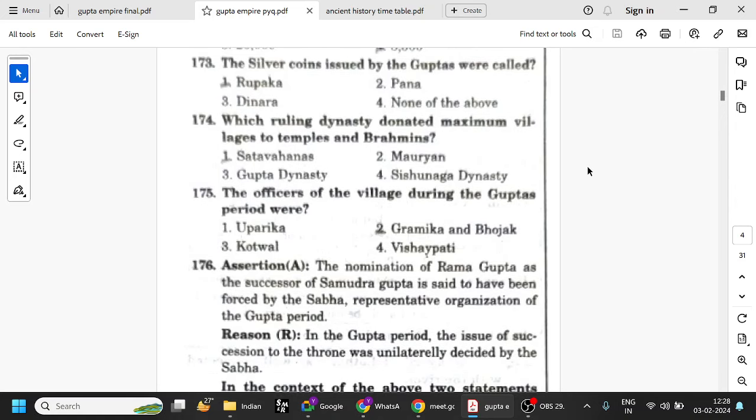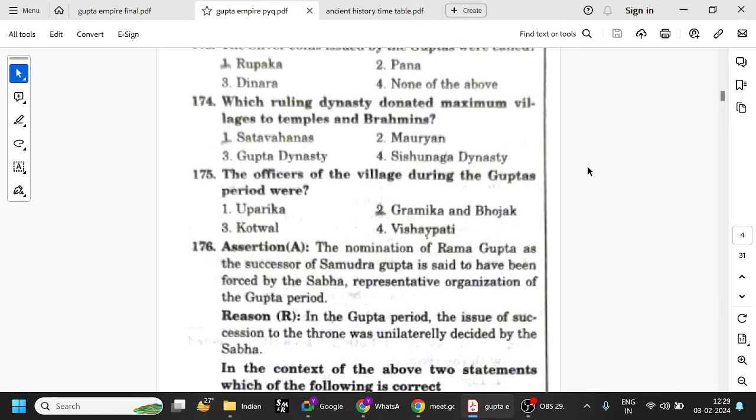Which ruling dynasty donated maximum villages to the temples and Brahmins? If you have already finished AP history, then you will know it better. The Satavahanas, founded by Simuka, were all Brahmins. There was even a movie recently named Gautamiputra Satakarni. Gautamiputra Satakarni was one of the most prominent, great kings of the Satavahanas, and he considered himself Kshatriya Darpa Madana Mardana, meaning the one who reduced the pride of the Kshatriyas. Basically, they were all Brahmins and they were proud of that. So, the Satavahanas is the ruling dynasty which donated maximum villages to Brahmins.